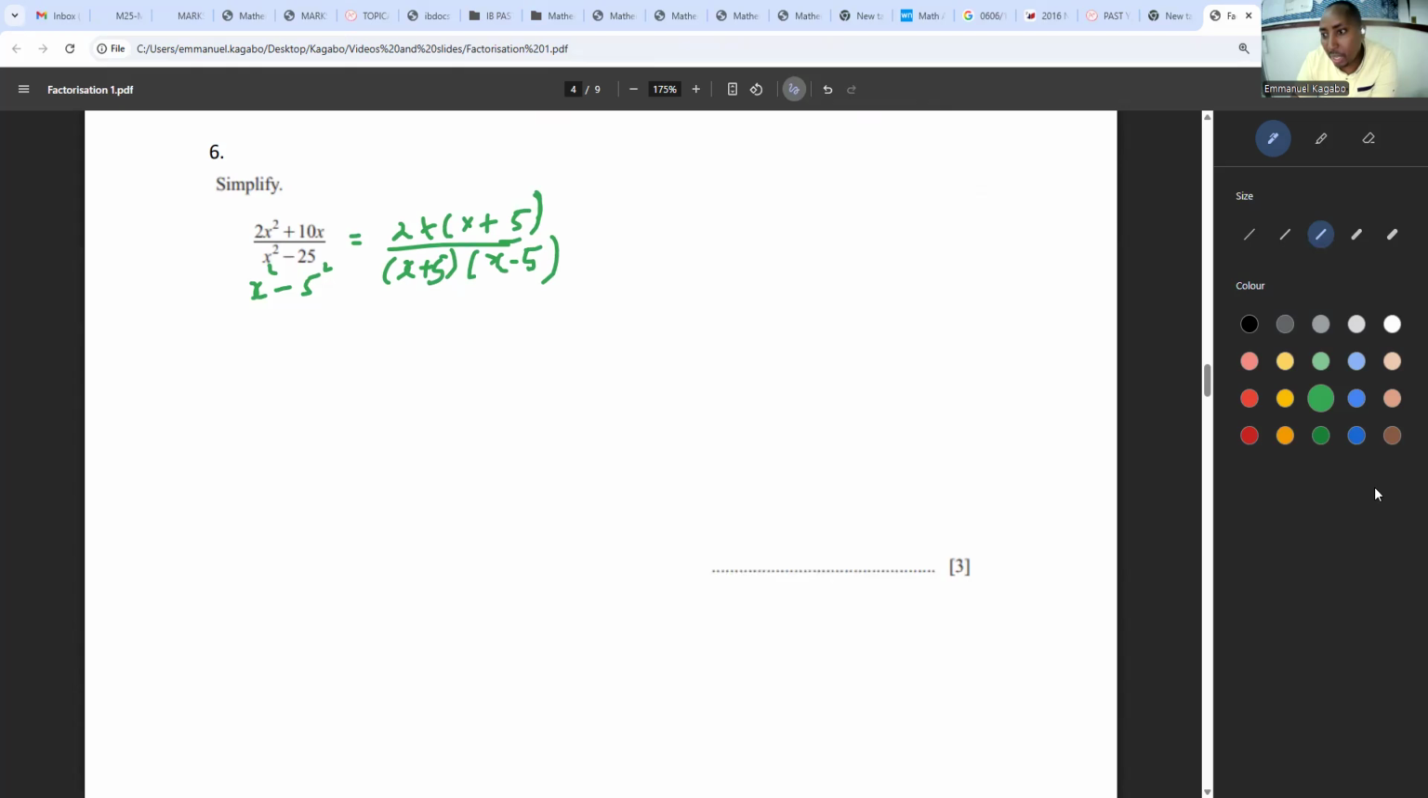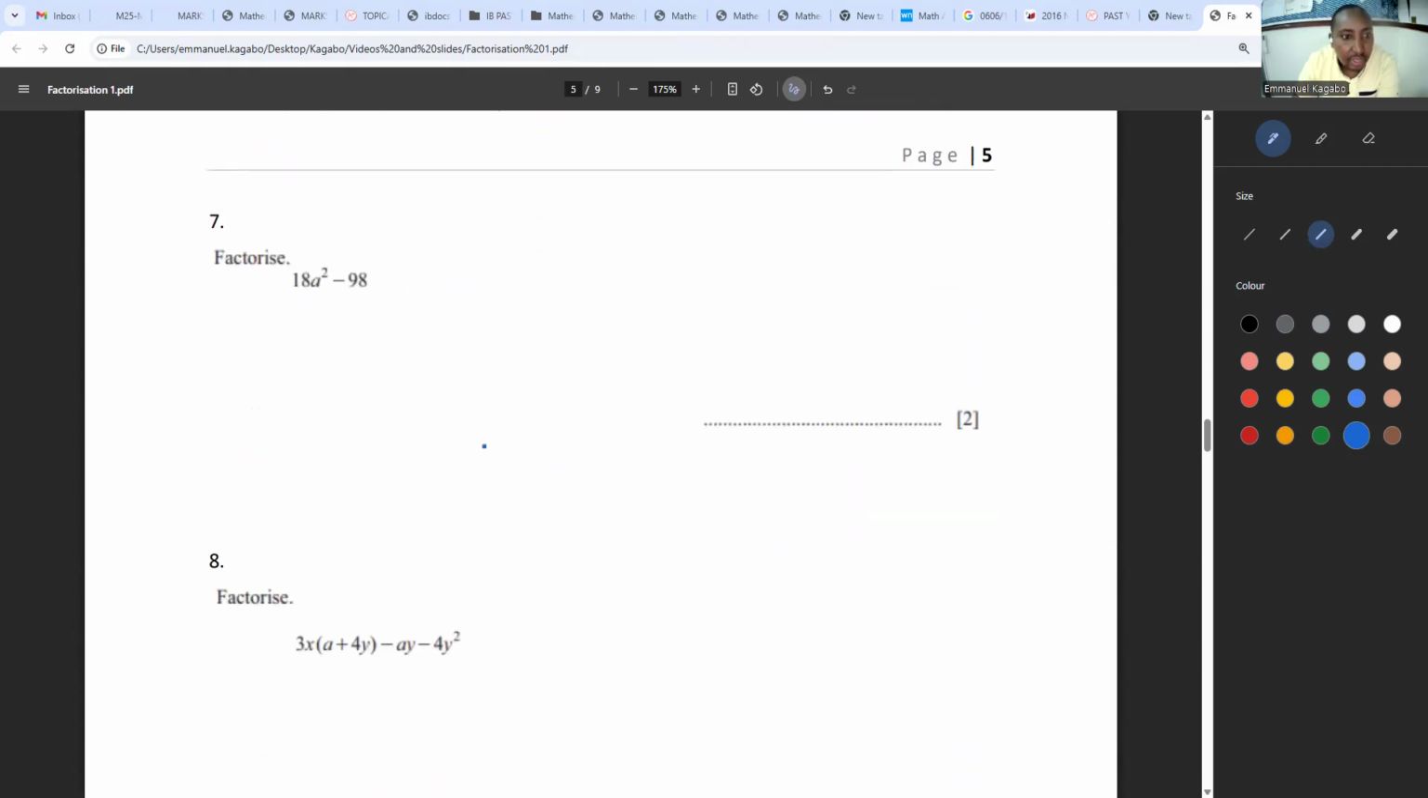Now, when you reach here, this is the same as this, then simplify. These questions are very common in extended mathematics. Also, they are very important whenever you're doing additional math or doing IBDP, SL, HL. So it's very important to understand these basics of factorizing. Good. So what's the final answer? 2x over x minus 5. Good. Thank you. Next question.